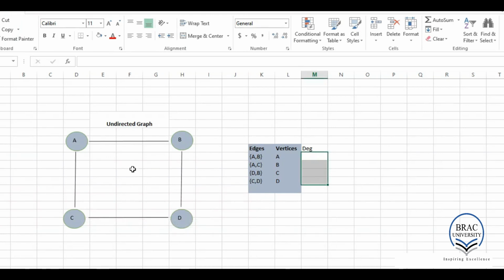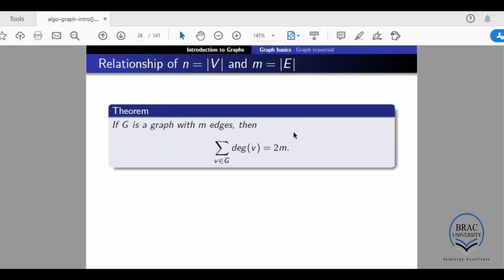So this is an undirected graph, right? The degree of A is equal to 2. The degree of B is also equal to 2. Degree of C is equal to 2. And degree of D is equal to 2. So the summation of all the degrees is equal to what? Is equal to 8. And here m is equal to the number of edges, right? 1, 2, 3, 4. So there are 4 edges. So the summation of the degrees of all the vertices in the graph is equal to 8, and it's twice the number of edges in the graph. So this theorem is proved.